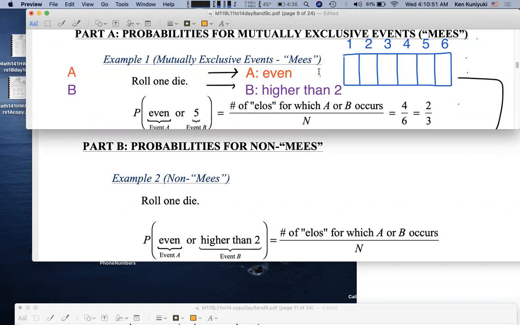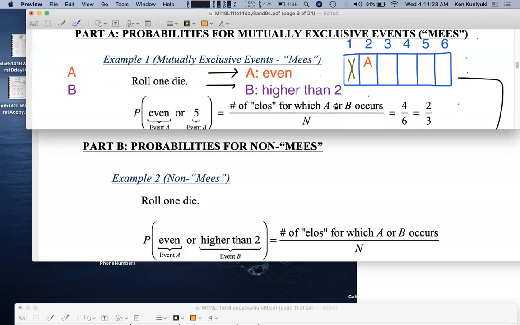If we roll a 1, does either event occur? Well, 1 is not even, 1 is not higher than 2, so the answer is no. We cross out the 1. What about 2? Well, 2 is an even number, but it's not higher than 2. 2 does satisfy A, but not B.